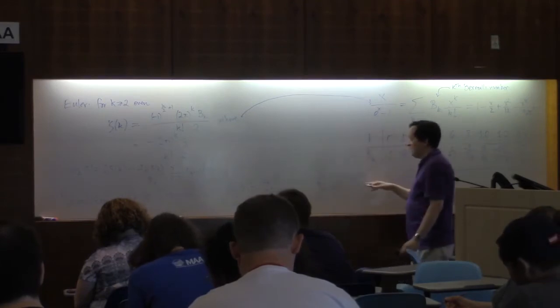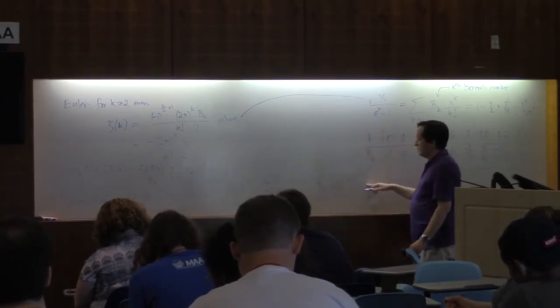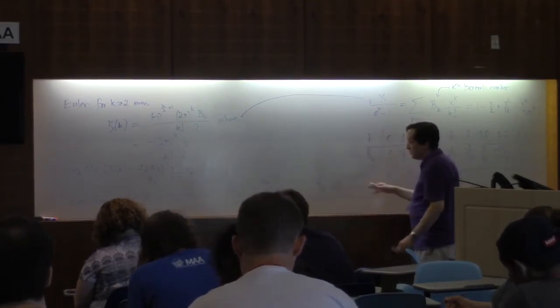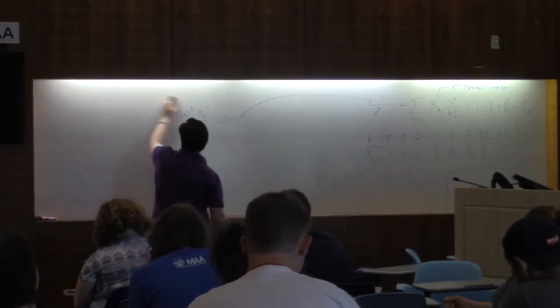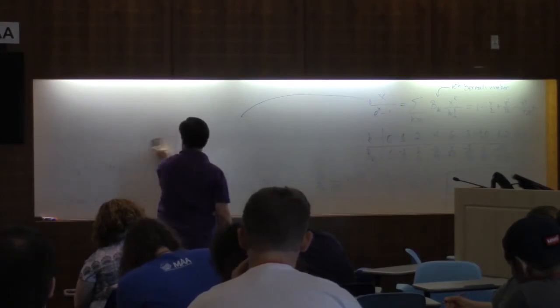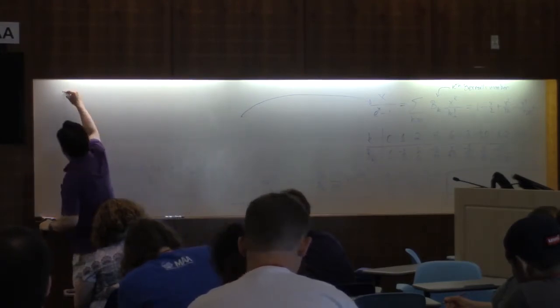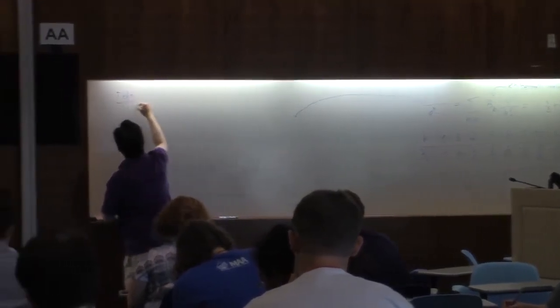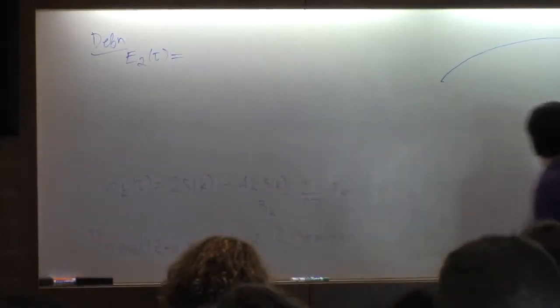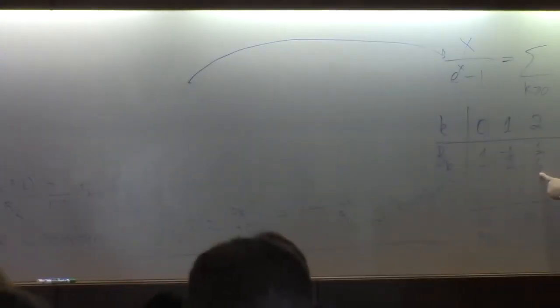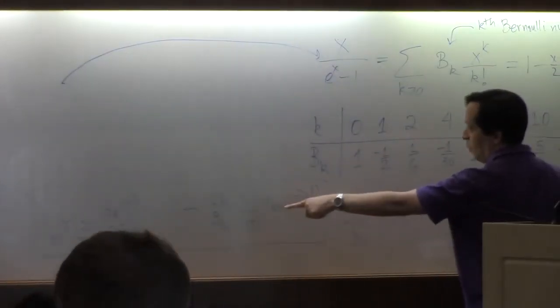But when you write it like this, it actually makes perfectly good sense when k is 2. Okay? So let's use that. We'll make a definition. I'm going to set E2 of tau to be this thing when k is 2. Now when k is 2, the numerator is minus 4, the denominator is 1/6, so you get minus 24.